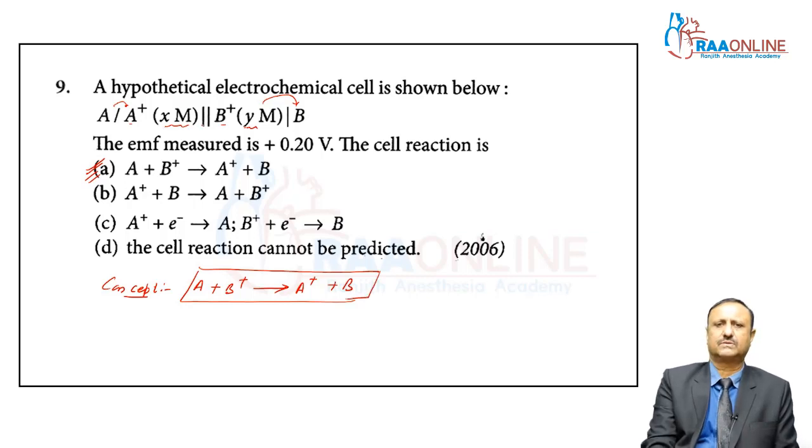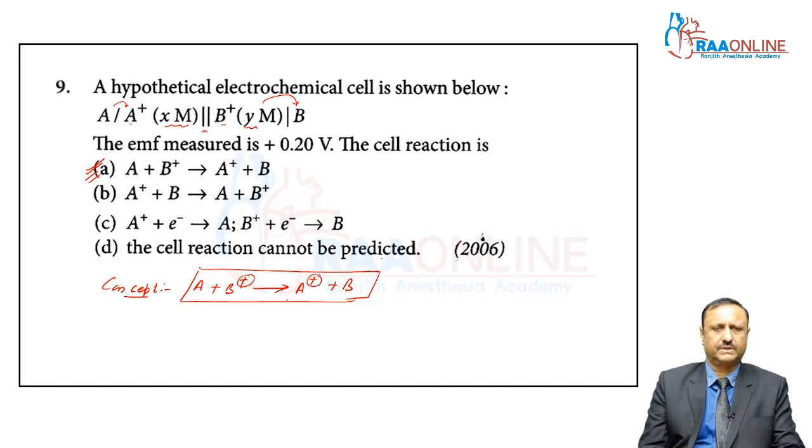It is a direct question which was asked in 2006. In this question, this double line is called the salt bridge, and these are the electrolytic concentrations. Now we can go to question number 10.